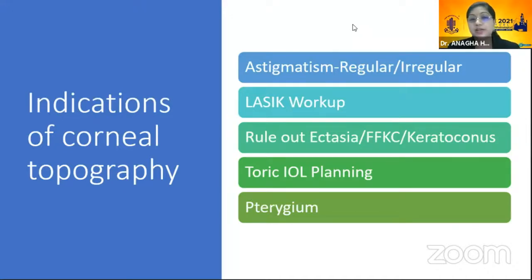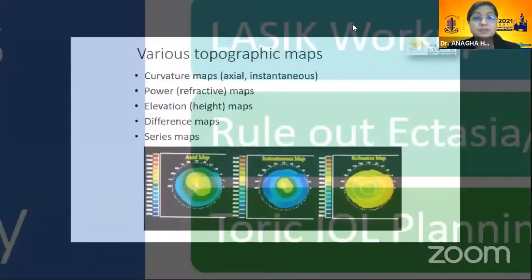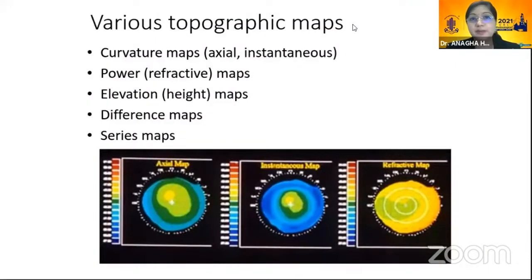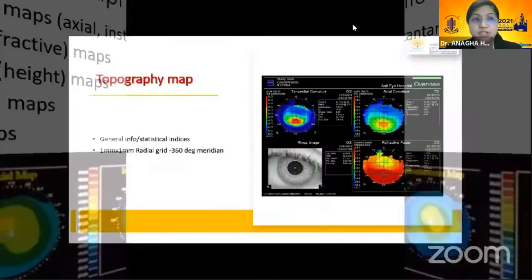In all our toric IOLs and in fact for all our IOLs, as a part of our cataract workup, we advise corneal topography, especially in premium IOLs like multifocal IOLs. And if you have conditions like pterygium, you need to see how much that is affecting the corneal curvature. So there are a lot of topographic maps that we have. You need to know that there are curvature maps, power maps, elevation maps, difference maps, and series maps. And you need to know what each of them is going to teach you.